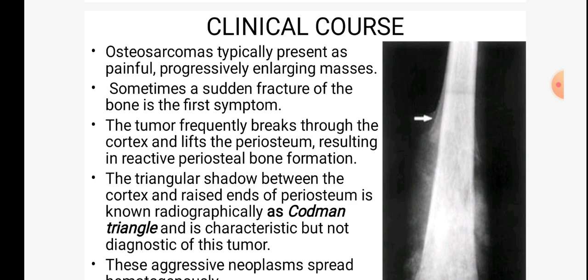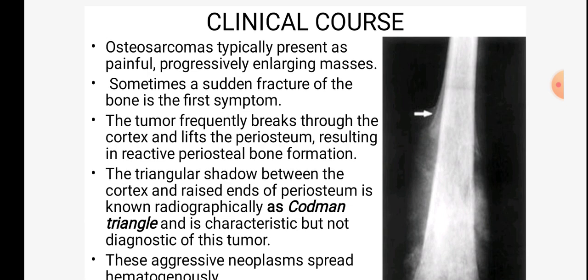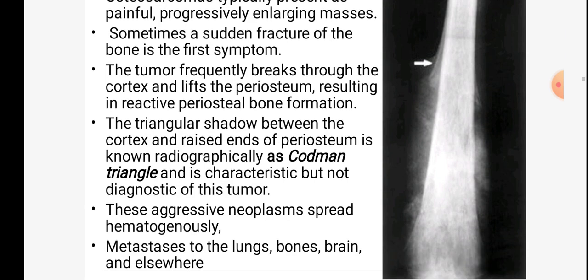The tumor frequently breaks through the cortex and lifts the periosteum, resulting in reactive periosteal bone formation. The triangular shadow between the cortex and raised ends of periosteum is known radiographically as Codman triangle and is characteristic but not diagnostic of this tumor. So this is a viva question or a 3 marks question. What is Codman's triangle? So this is a radiological finding. So this is an important one here.